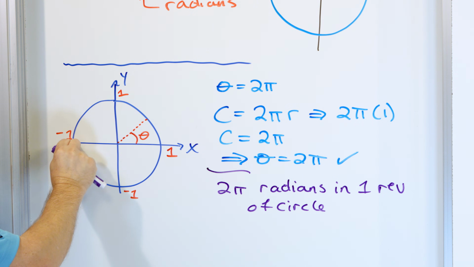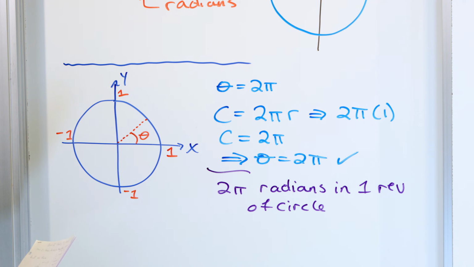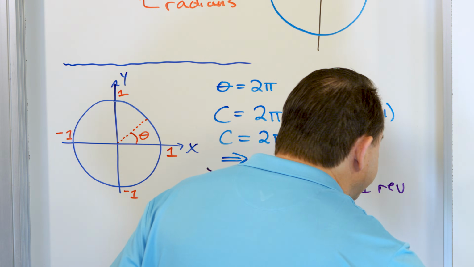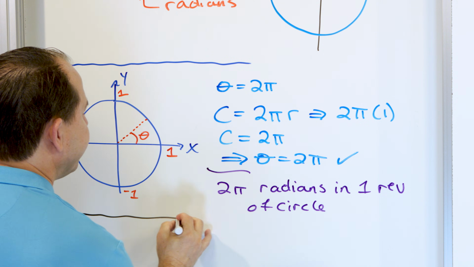There's pi radians up to here because that's half of that, and there's pi over 2 radians only going a quarter of the way around the circle. Okay, so we figured out, based on a unit circle, how this works. Now we need to travel back to what we already said.